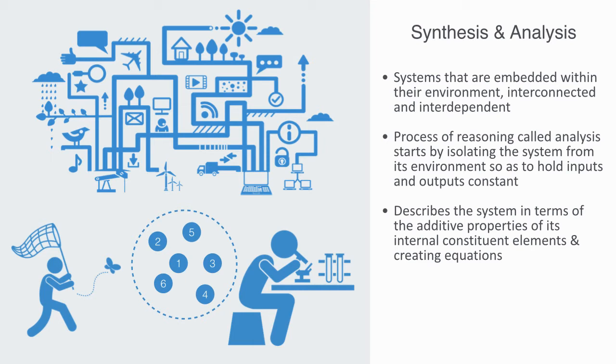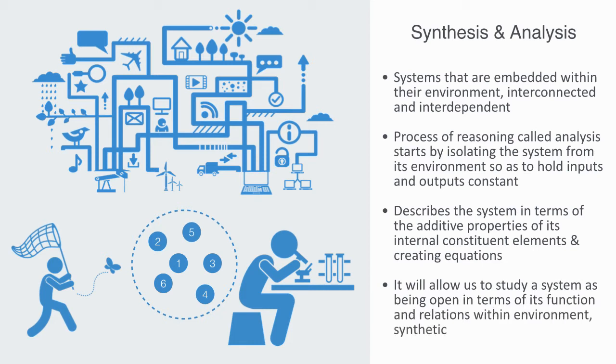Complexity theory does not use this method of analysis. Because this method of analysis is very fundamental to modern science, complexity theory is going to give us a very different way of looking at things. Because it does not use analysis, it will allow us to study a system as being open, that is, in terms of its function and relations within its environment. This is a process of reasoning called synthesis, and it is the opposite from analytical reasoning.